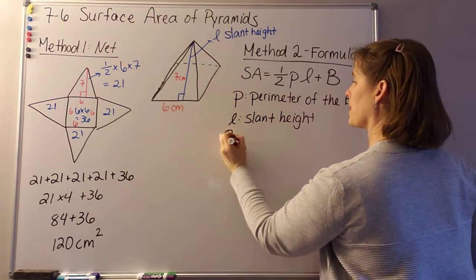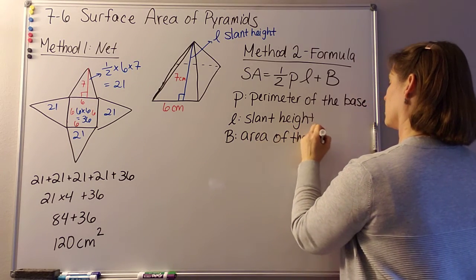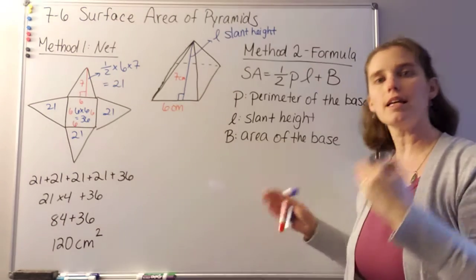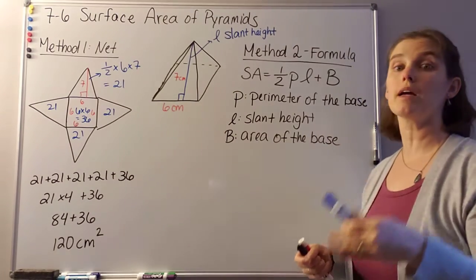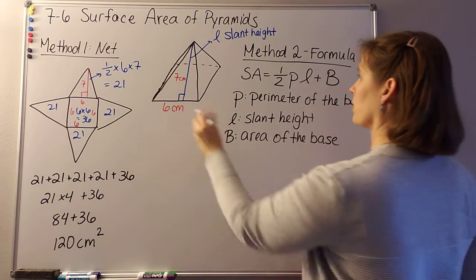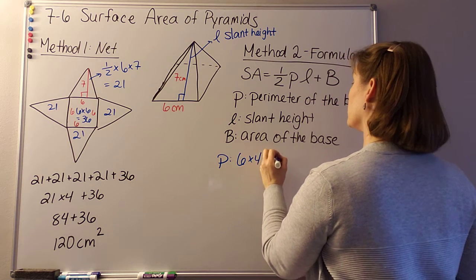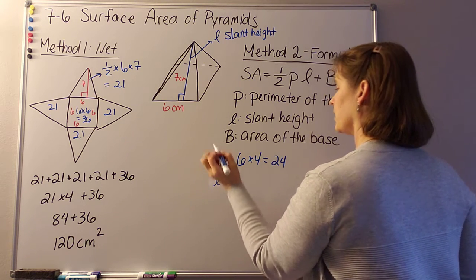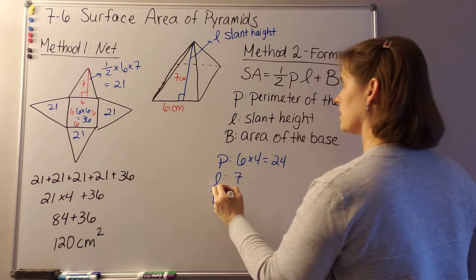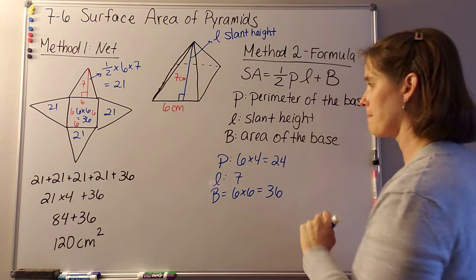And big B is the area of the base. So just like with the prisms, list out what each piece is before you plug it into the formula. That way then you're sure you've got everything. So what's the perimeter? All the sides are 6. That's 6 times 4, which is 24. Slant height is 7. Area of the base is 6 times 6, which is 36.